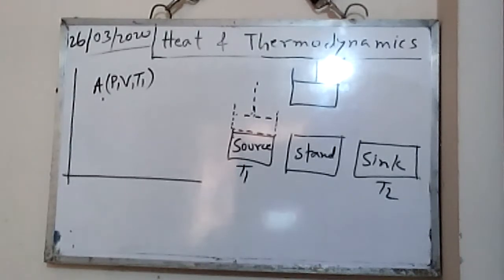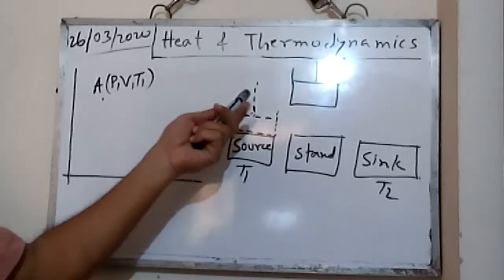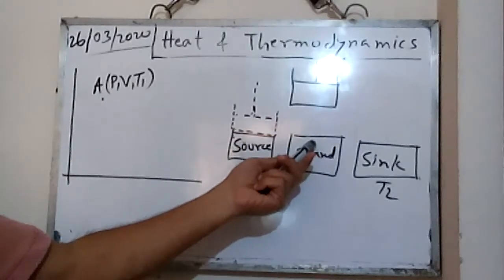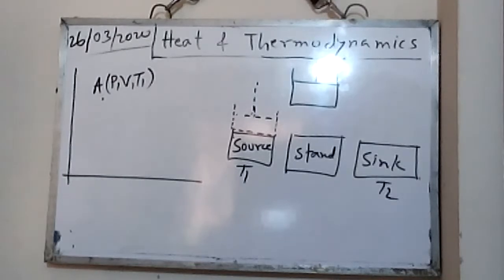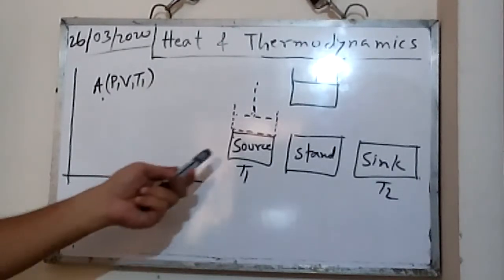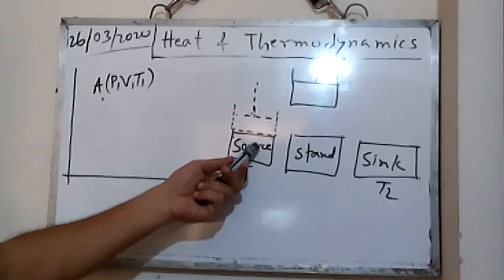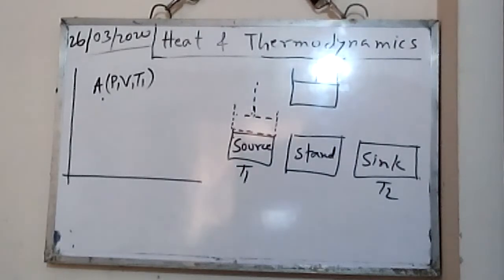Second operation, this cylinder is removed from the source and its bottom is placed in contact with the non-conducting stand. This is the non-conducting stand. At the first operation, the temperature will remain the same. For this reason, this is called an isothermal process. Isothermal process, that is, the gas expands isothermally.